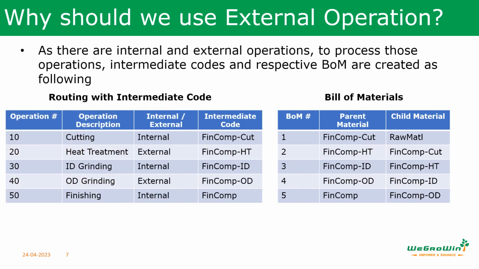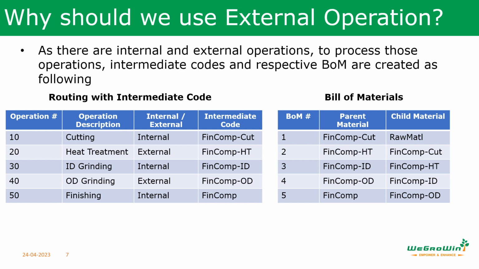The normal approach is to process the internal and external operations with intermediate codes and respective bills of materials created, which are shown here. As operations are internal and external, for each stage the intermediate code is created and the respective bill of materials is also created. For example, in the first operation, raw material is processed with an internal work center. After this operation, this work in process component has to be sent for external operation.